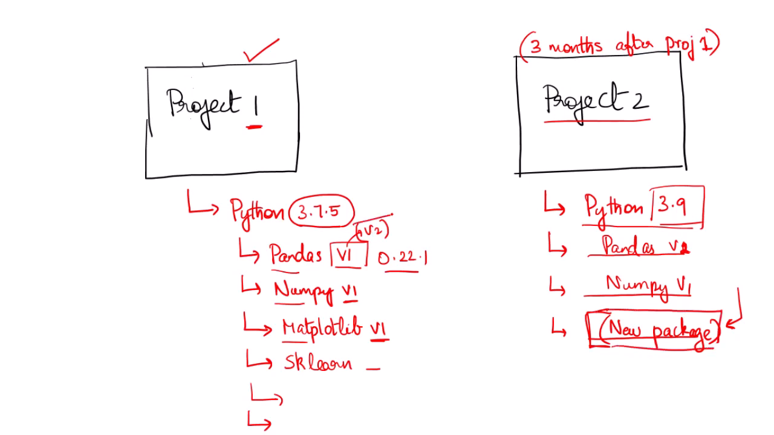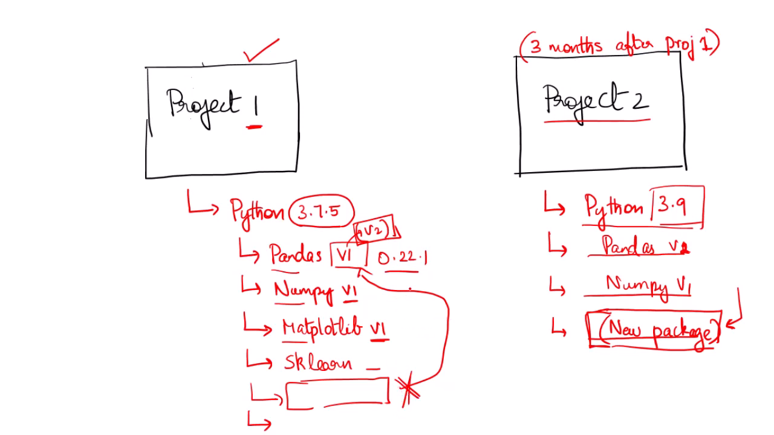Now because this uses version 2, some other package here could have been using pandas version 1. Now this dependency is getting affected. Since this is requiring an earlier version of pandas, upgrading this can break your code, right? Things can break here, right?